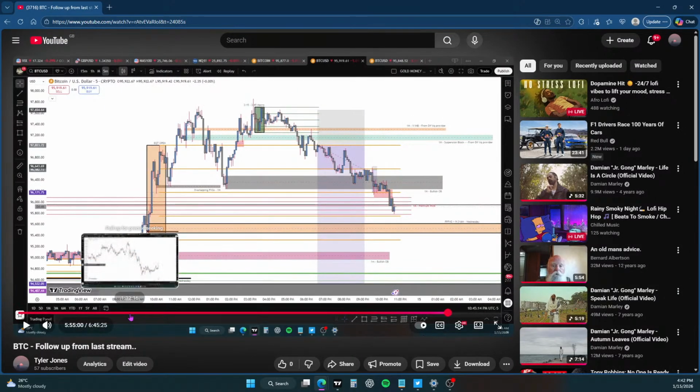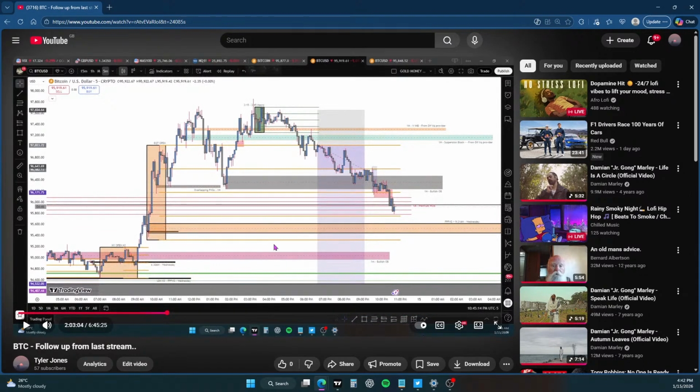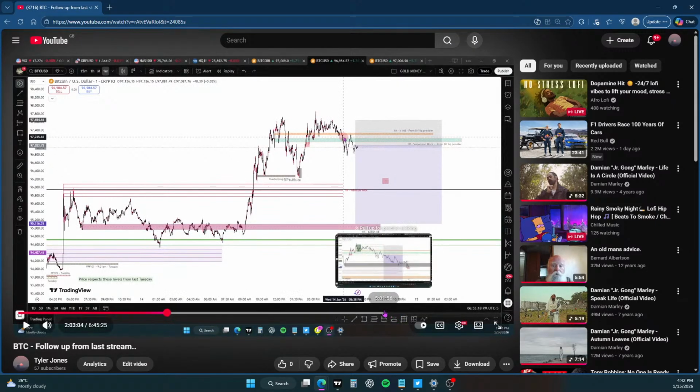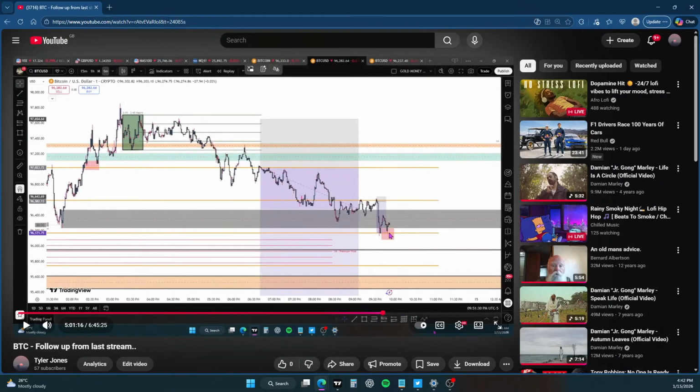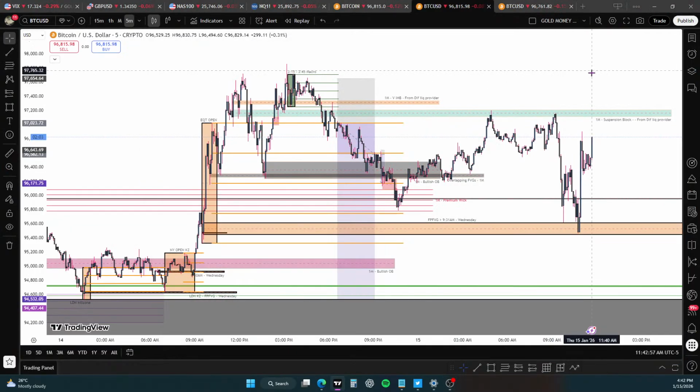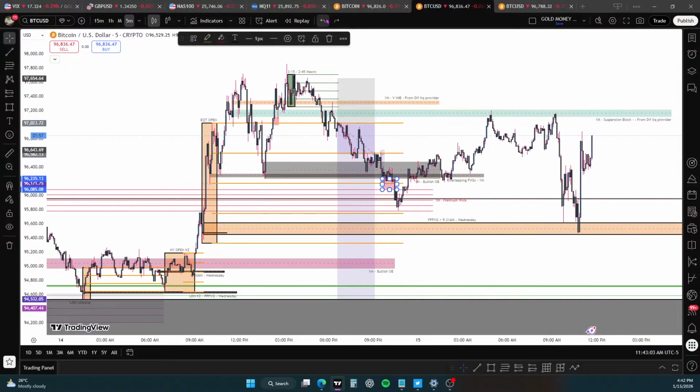Right, but what I wanted to show you was that at 2 hours in, that's exactly when I was drawing this red box here, and then 3 hours later, the red box was captured by price. Right, so I just wanted to stress that point, okay? So that was this box right here. I'll put it back to where it was.